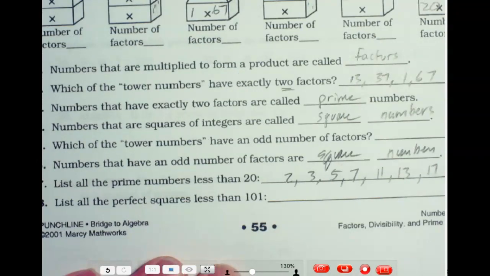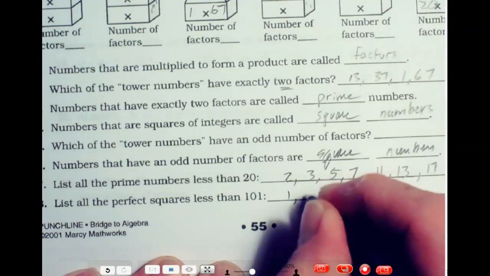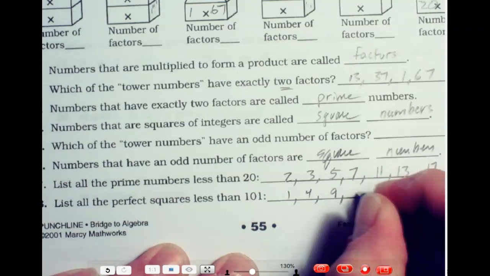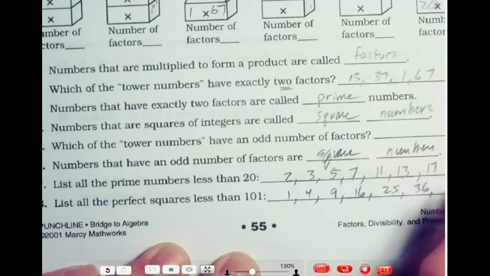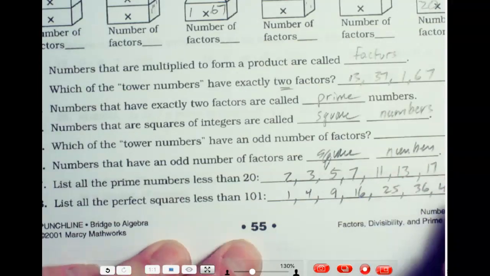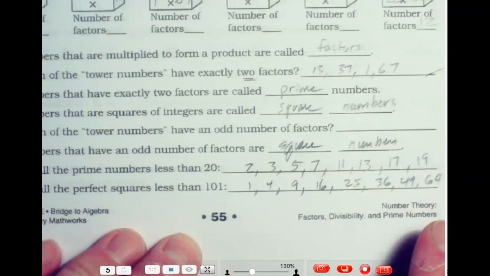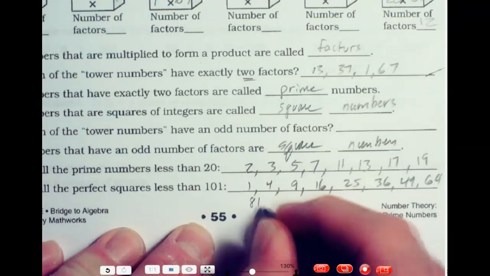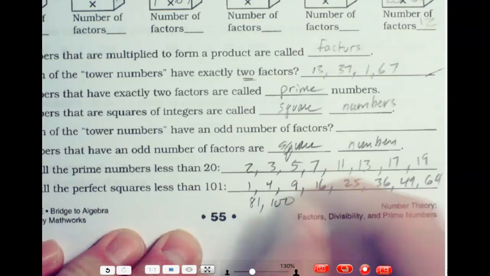And list all the perfect squares less than 101. Well, 1 is a perfect square. 4 is a perfect square. 9. 4 times 4 is 16. 5 times 5 is 25. 6 times 6 is 36. 7 times 7 is 49. 8 times 8 is 64. 9 times 9 is 81. And that's it. Oh, less than 101. 10 times 10 is 100. There's your perfect square numbers.